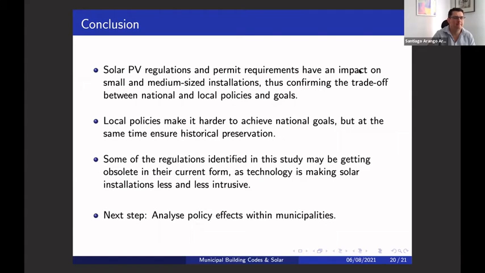I'm trying to understand why these municipalities have this type of adverse policies against solar. What is the reason behind it?